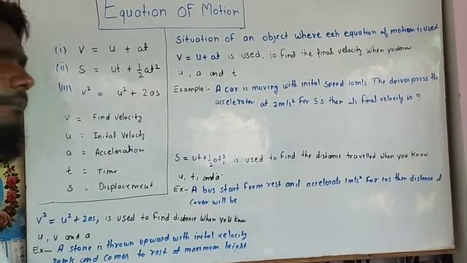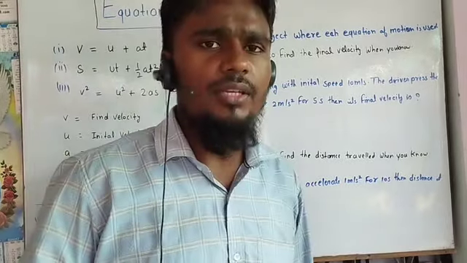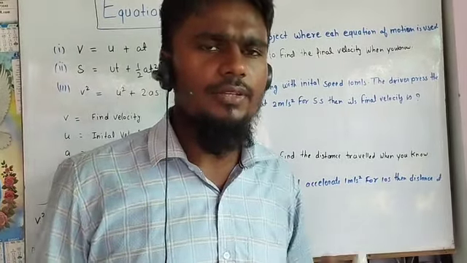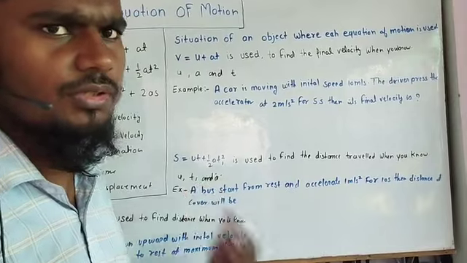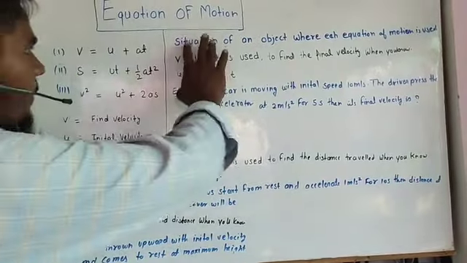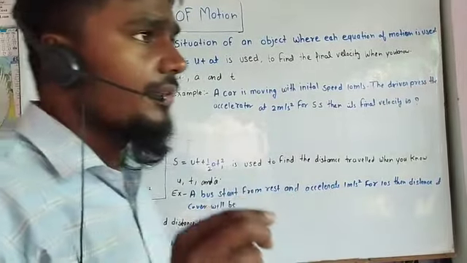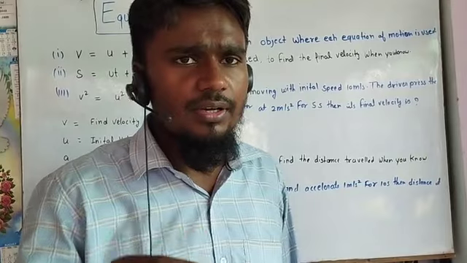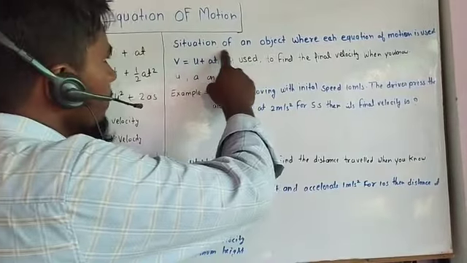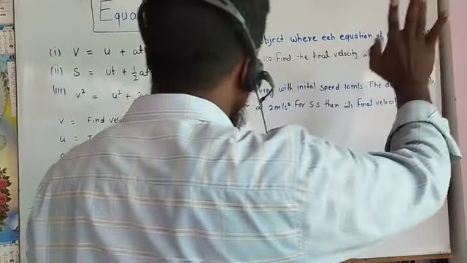But mainly the problem we have is where each equation is used, and in which numerical we apply these equations. So let's clear it. For the situation of an object where each equation of motion is used, first of all we carefully read the question and see what it is saying.